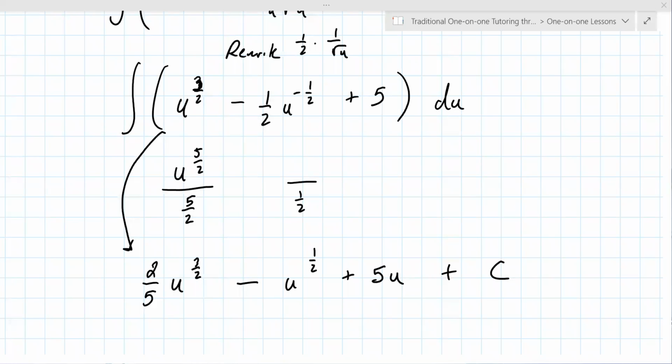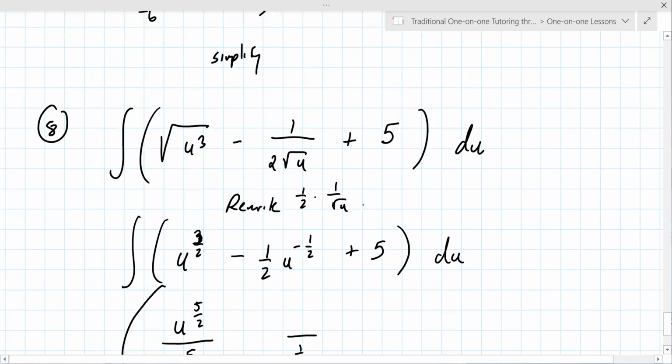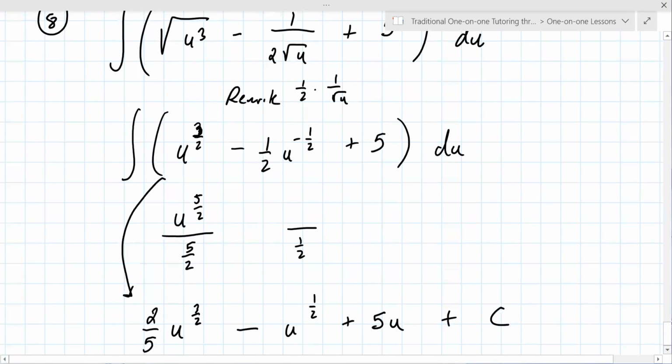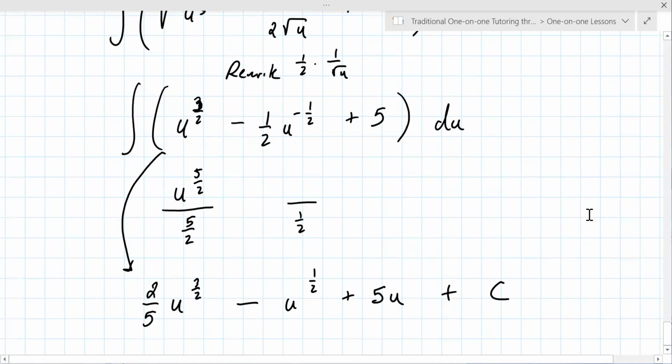Oh, you changed the 3. Sorry, I was looking. Yeah, I modified 8. 8 was modified by Matthew. No, not by that, but like I was getting confused because when you it went to 2 over 5 u 3 over 3 halves. I was confused because above it was. Never mind. I got it.